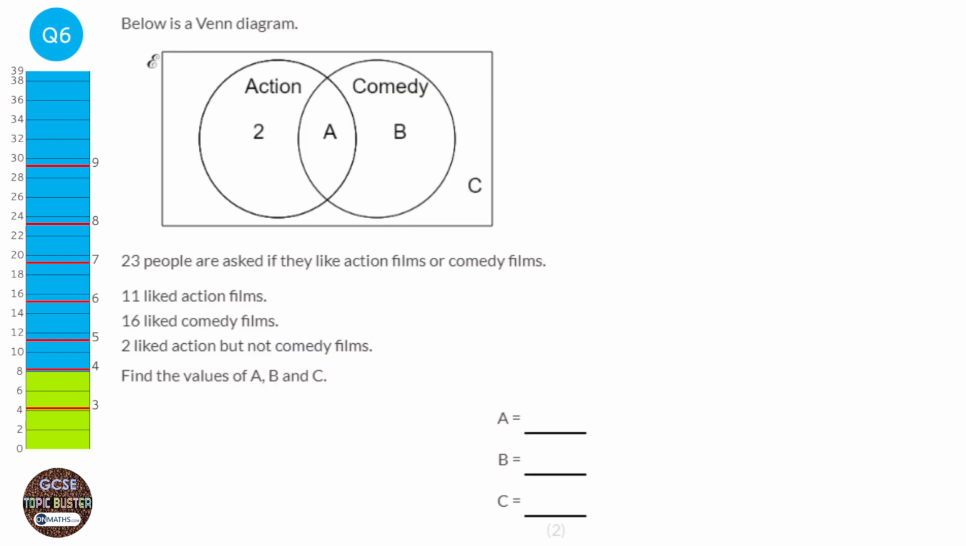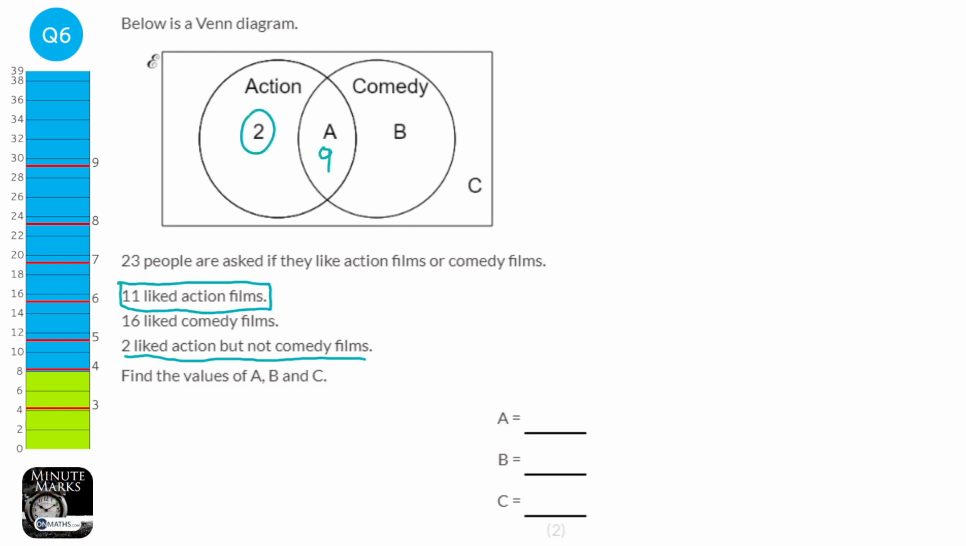So if 2 people liked action but not comedy films, and in total 11 liked action films, therefore there's going to be 9 who also liked comedy, because these two have to add up to 11. Now if there's 9 who liked action and comedy, and 16 who liked comedy in total, if we do 16 take away the 9, that leaves 7.